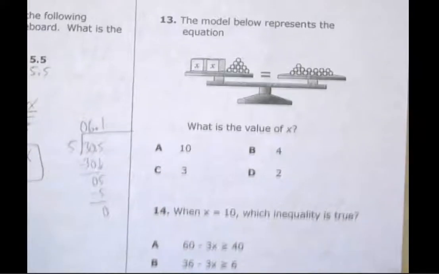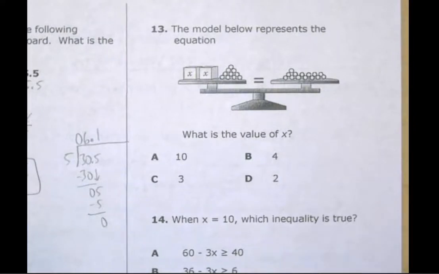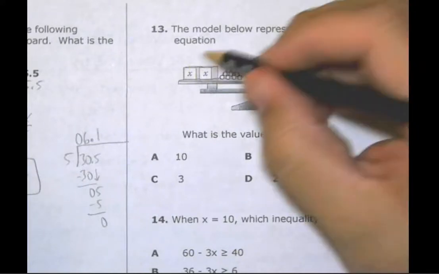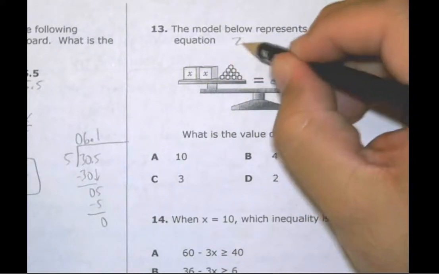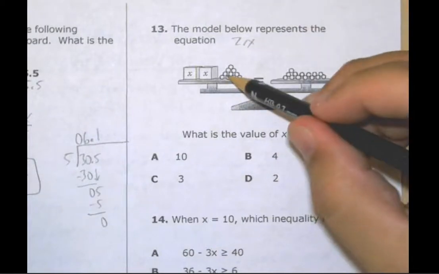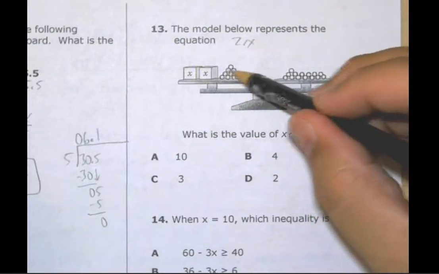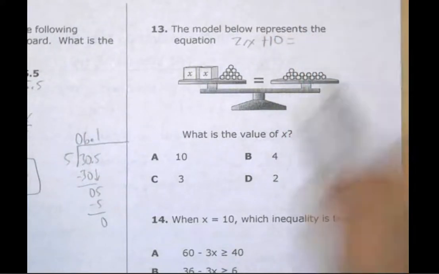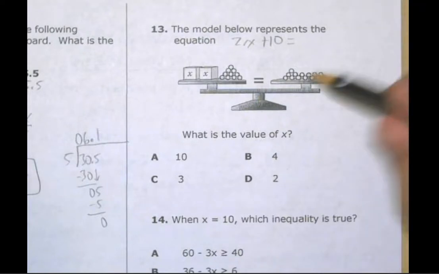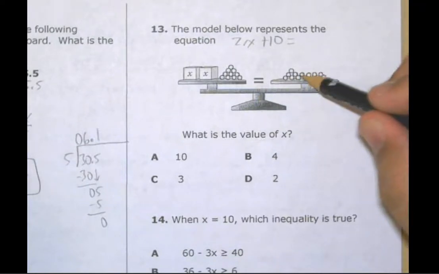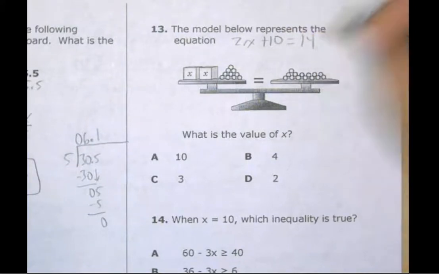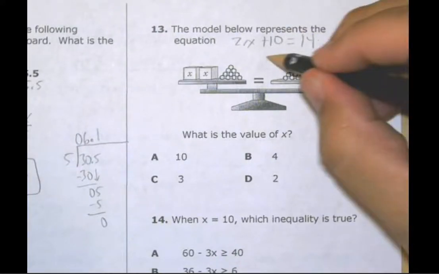Question 13. The model below represents the equation. What is the value of x? So again, I need to write out what I have. So this is going to give me 2x plus 1, 2, 3, 4, 5, 6, 7, 8, 9, 10 equals, because we see that it's balanced and I have an equal sign, 1, 2, 3, 4, 5, 6, 7, 8, 9, 10, 11, 12, 13, 14. So 2x plus 10 is 14.